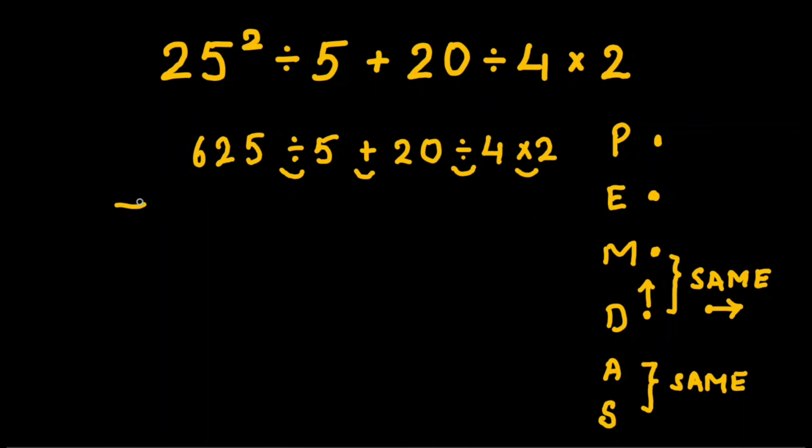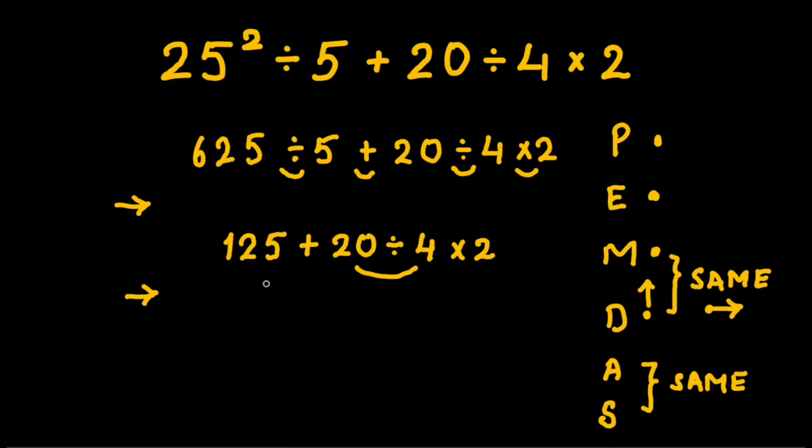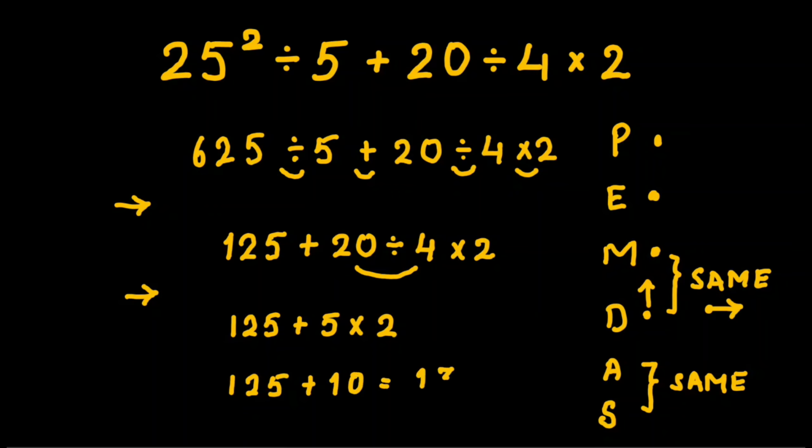So going from left to right, 625 division 5 comes first. Solve it. Again from left to right, division comes first. Now between addition and multiplication, multiplication obviously has higher priority. So 125 plus 10 and your final answer is 135.